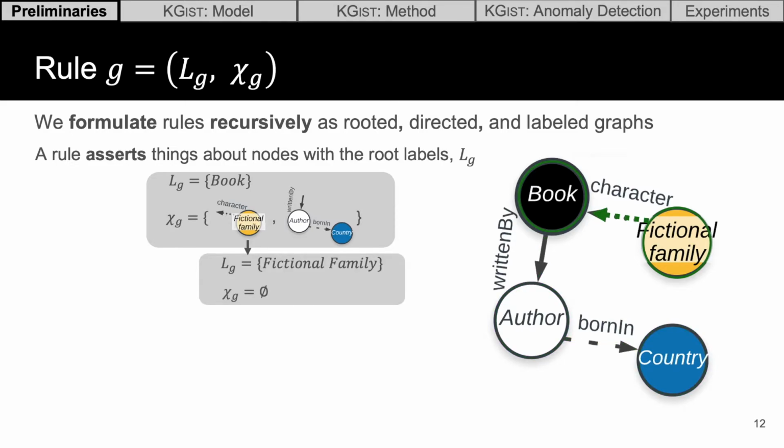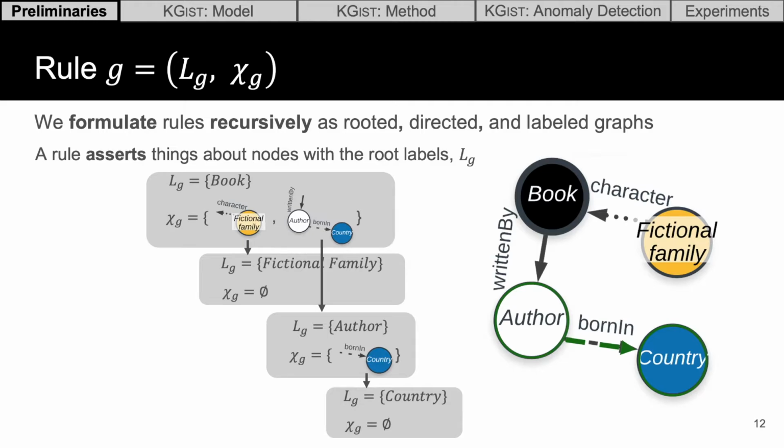And because the rule is recursively defined, this child is itself a rule. It applies to all fictional families, but because there's no other component to the rule, it doesn't assert anything about them, so it has an empty child set. The second child of the book rule applies to authors, and it states that they're born in countries. And again, because this is recursively defined, the country node is itself a rule, asserting things about countries, but it just so happens that it asserts nothing, so again it has an empty child set.